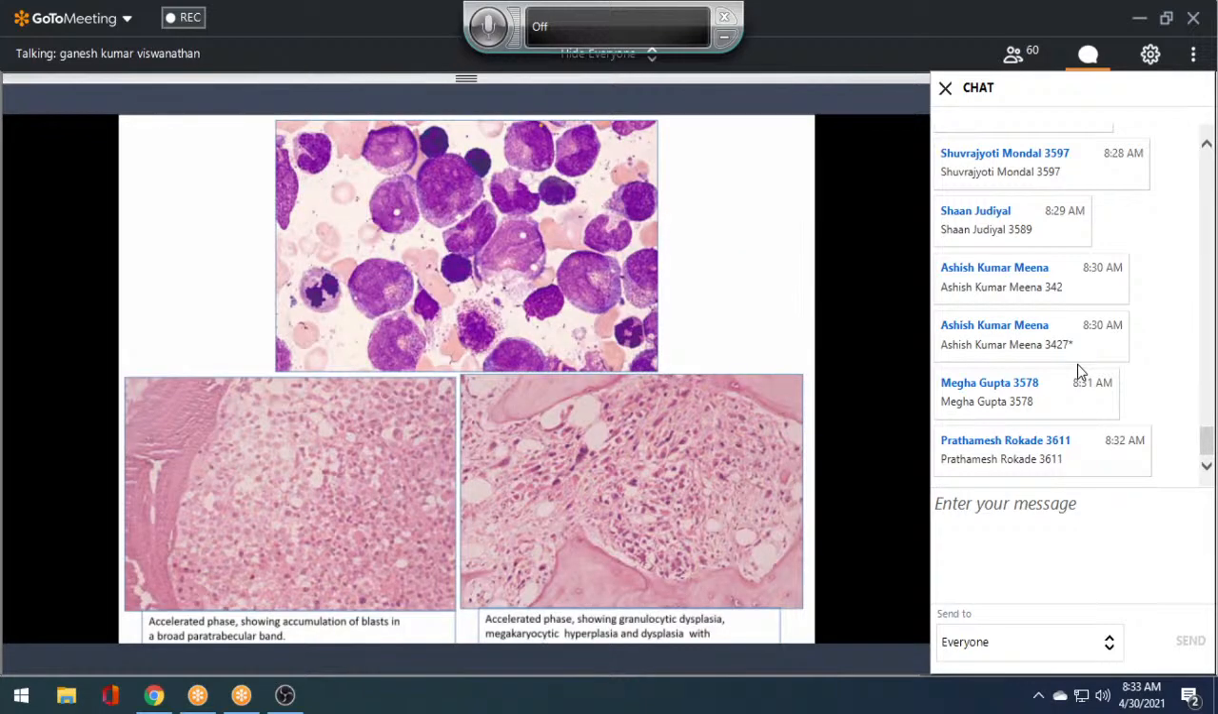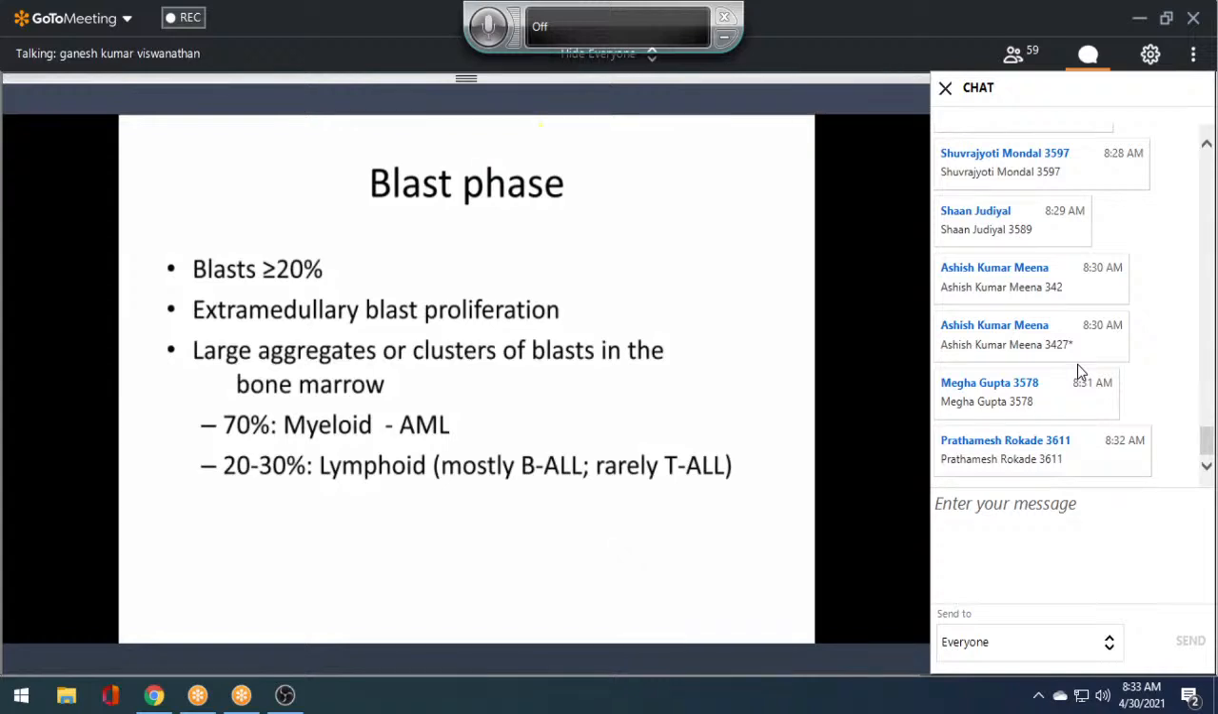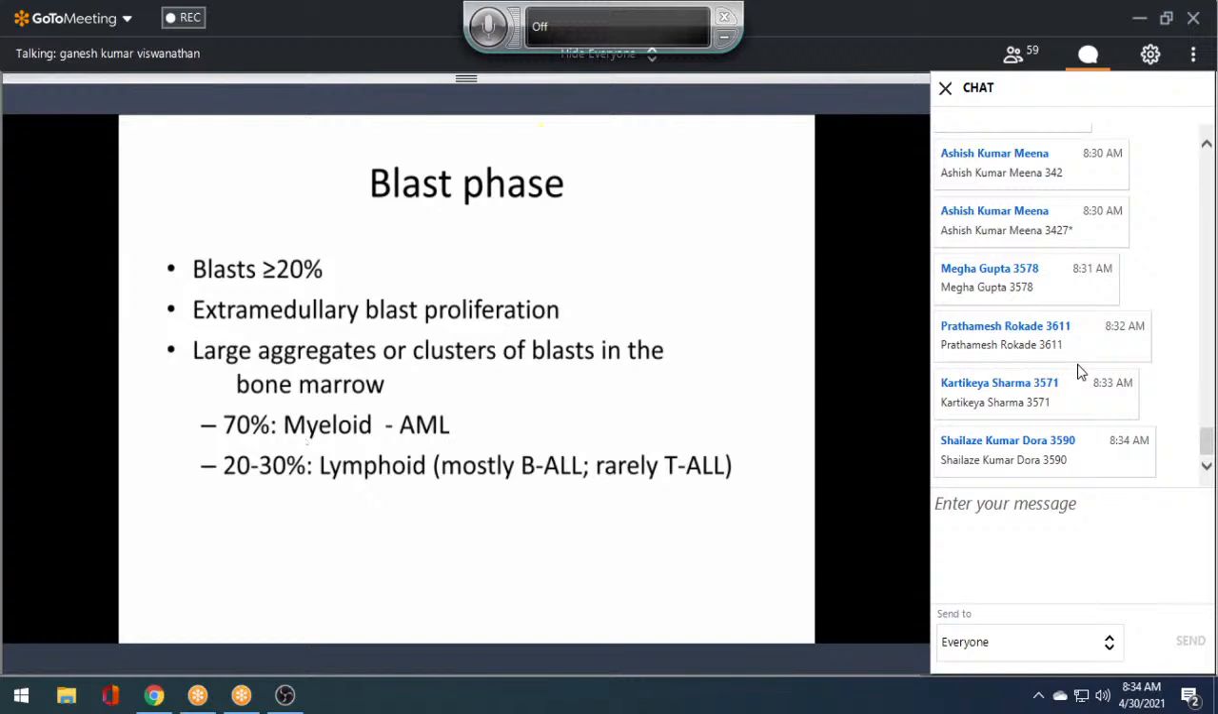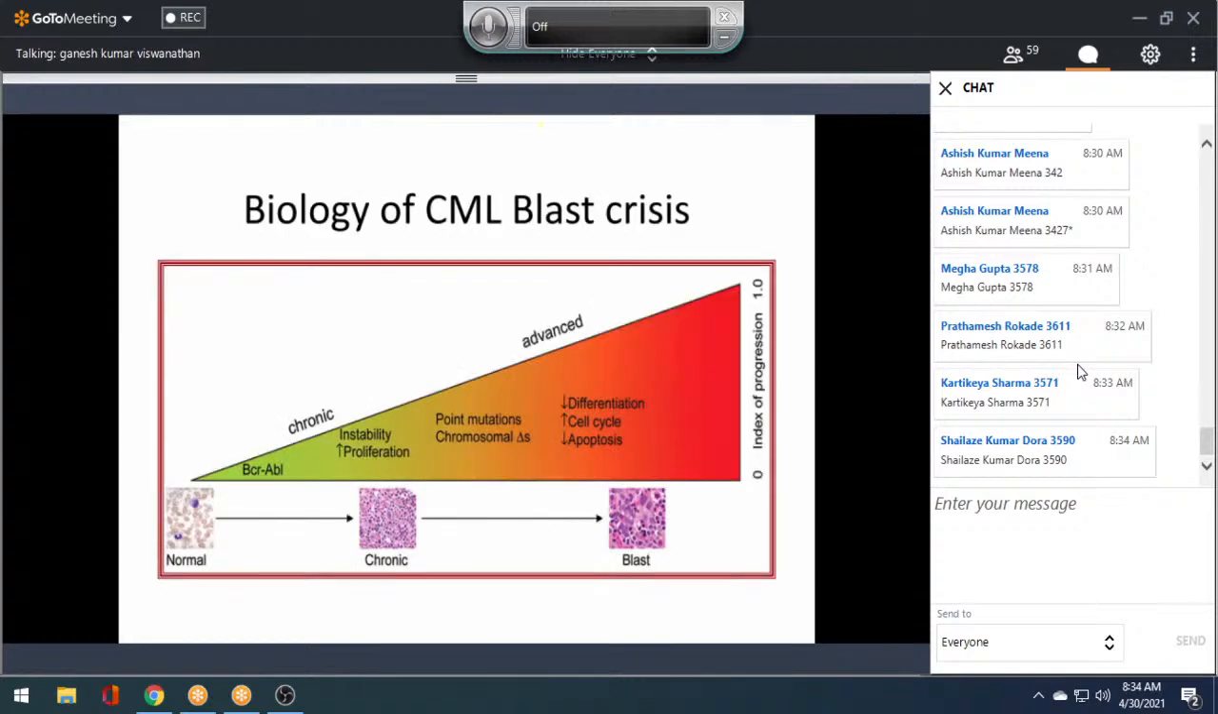Again, you see there is increased cell proliferation, and you can also have increasing fibrosis in the bone marrow. The terminal phase or the most severe phase is the blast phase. It is almost like an acute leukemia. Here the blasts are more than 20%. The blasts can proliferate outside the bone marrow. There are large clusters or aggregates of blasts in the bone marrow. The blast phase can be a myeloid blast phase or lymphoid blast phase, similar to acute myeloid leukemia or acute lymphoblastic leukemia. 70% of them are myeloid leukemias and 20 to 30% are lymphoid leukemias.